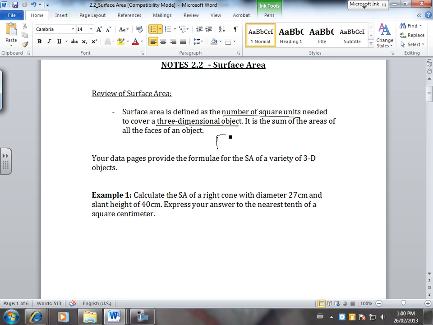So let's say you had a box and it had a present in it, and you wanted to wrap the present. You would need enough wrapping paper to cover the entire box. So then it would be the area of all faces. So in the terms of a box, you'd have the faces, 1, 2, 3, 4, 5, 6. So the surface area would be the area of each of those faces added together.